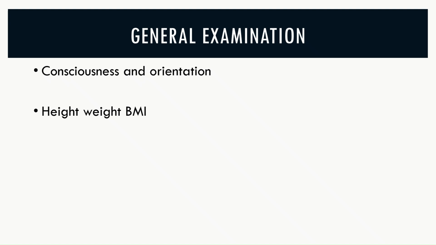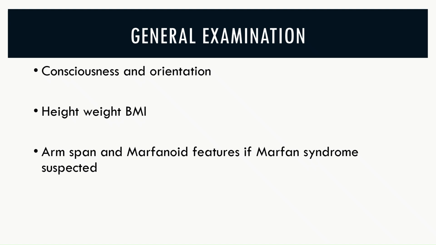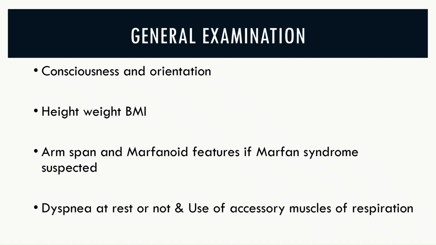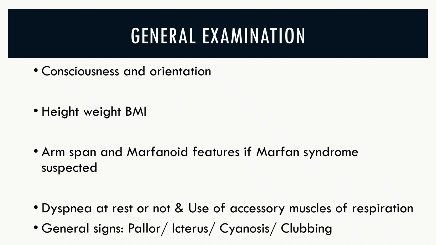General examination. General examination begins with assessing consciousness and orientation, height, weight, and BMI, and in selected cases, arm span and Marfanoid features should be assessed, particularly when Marfan syndrome is suspected. We observe whether patient is dyspneic at rest, whether there is use of accessory muscles of respiration. Next, we examine for general clinical signs including pallor, icterus, cyanosis, clubbing, lymphadenopathy, and edema.